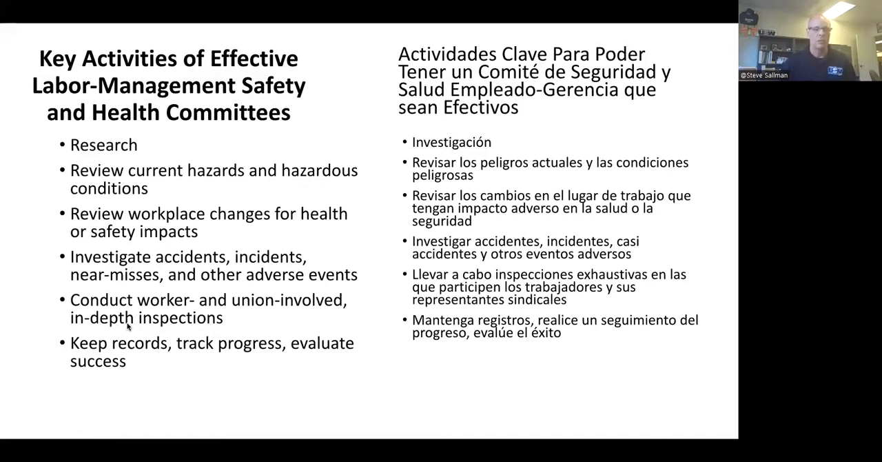And then conduct worker and union involved in-depth inspections. Go around, talk to people, see what they're doing, how they do their work. This isn't about behaviors. This is about the hazards that people are exposed to. The workers are the solution, not the problem. Talk to people, they will tell you. This is where you engage and involve members to be part of that solution.